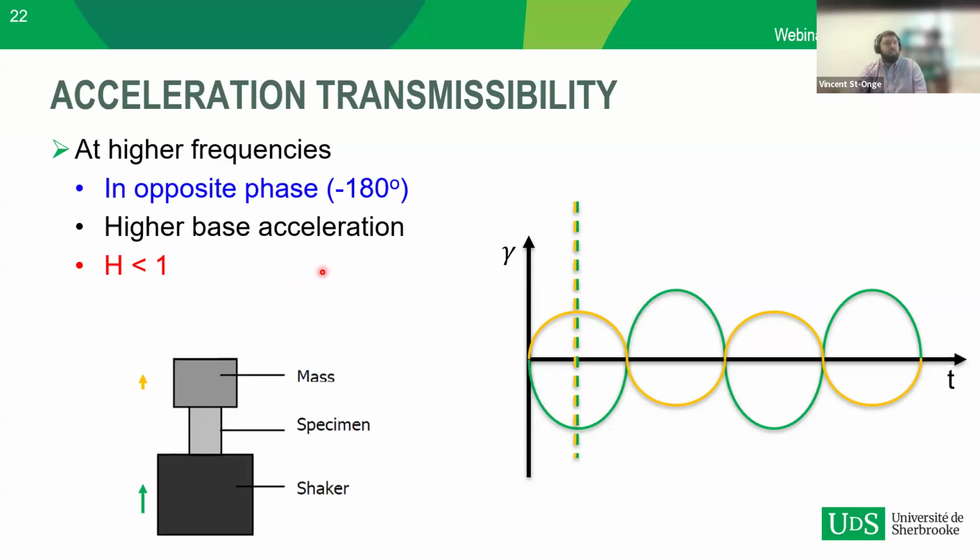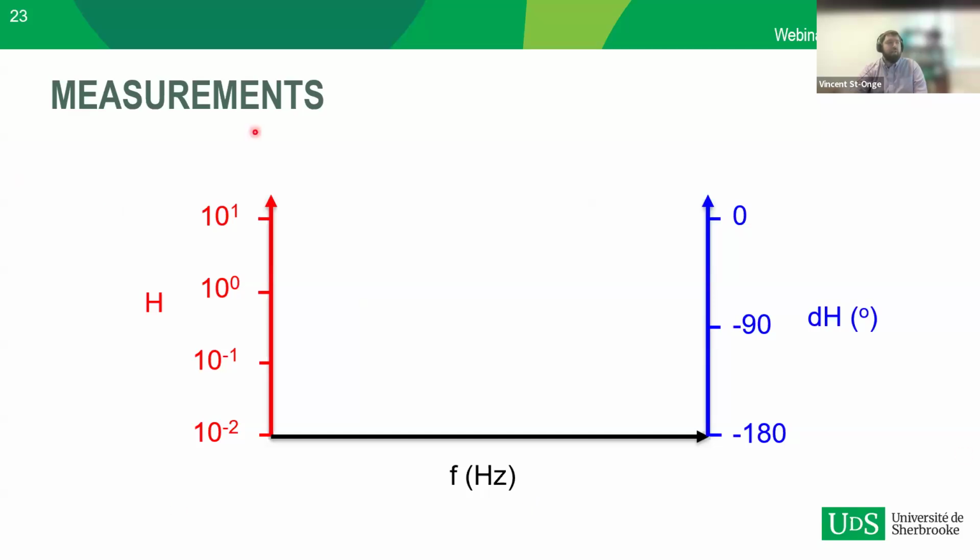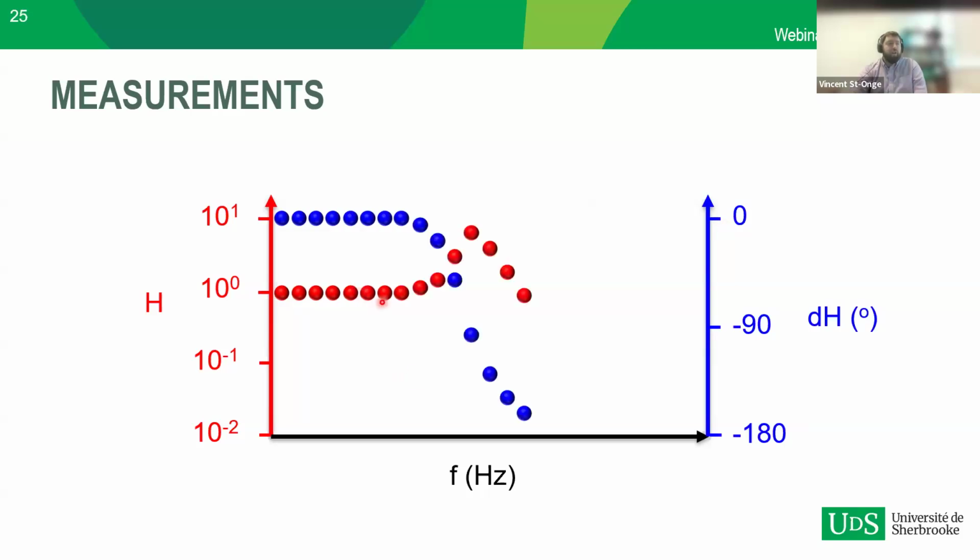And this is the kind of graph that you should expect to be given by the instrument. So at low frequency, your H function is about 1, and your phase angle is at 0 degrees. As we increase, we reach the resonating frequency, so your H function increases, and then your phase goes down to minus 90 degrees, and then further on. And this is exactly a typical curve that you should expect to obtain from the instrument.